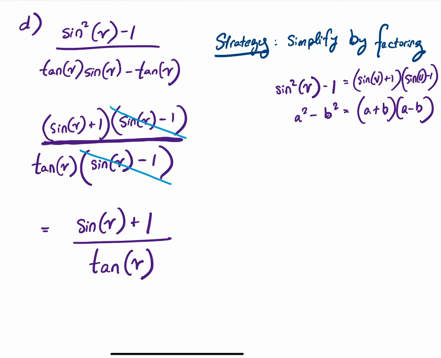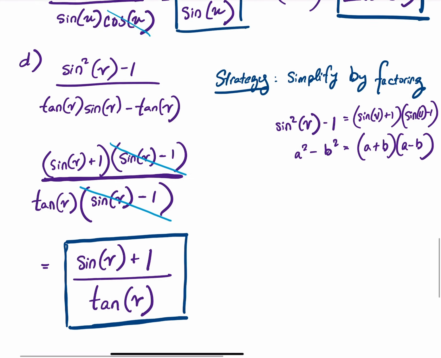And the text stops here. We could maybe play around with the tangent, convert it into sines and cosines, and see if we can do anything else, but they just want us to practice seeing this as something that's factorable that allows us to do some cancellation. So we've seen a few different techniques. We've simplified a trig expression by factoring and canceling.